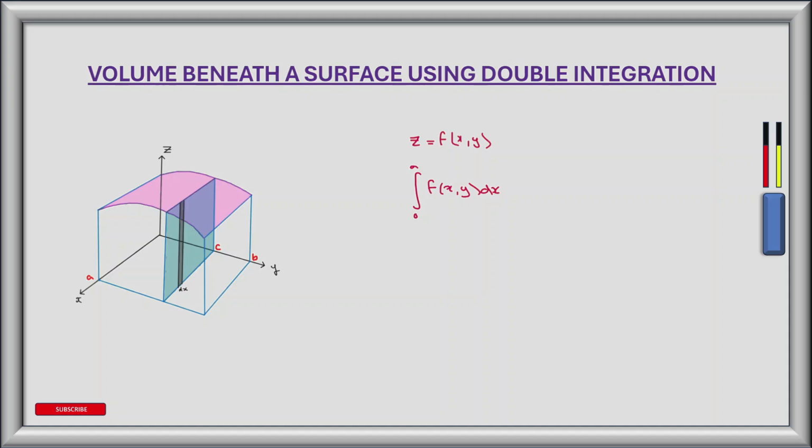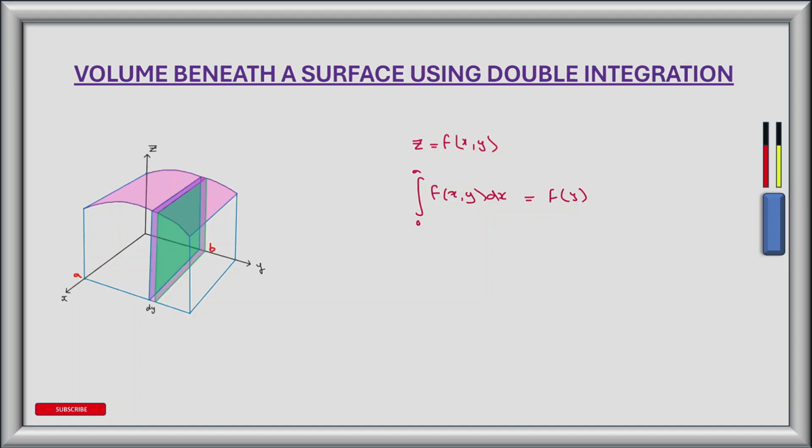Once we've done this, it'll produce a function of y. If we then plug in different values of y along the y-axis, this will generate different slices of area. So now if we take a slice of area and multiply it by a small change in y, so dy, we get a small slice of volume under the surface. I've shown this on the diagram on the left.